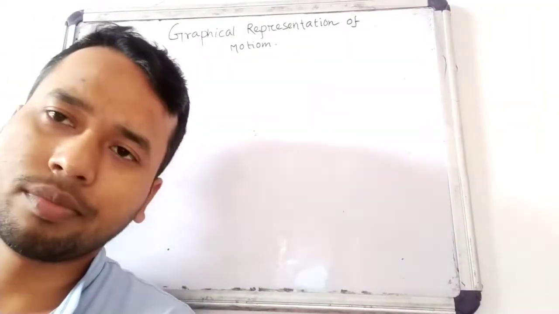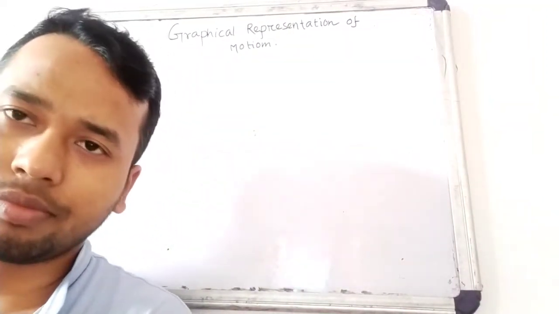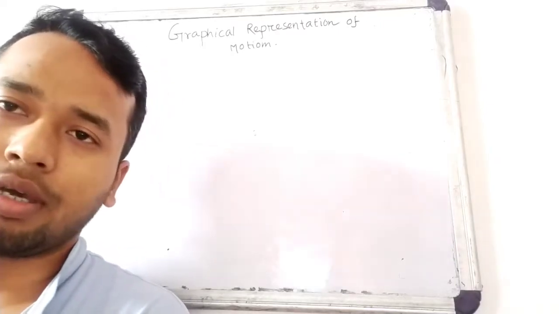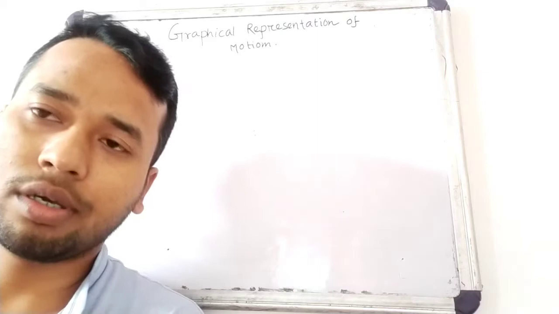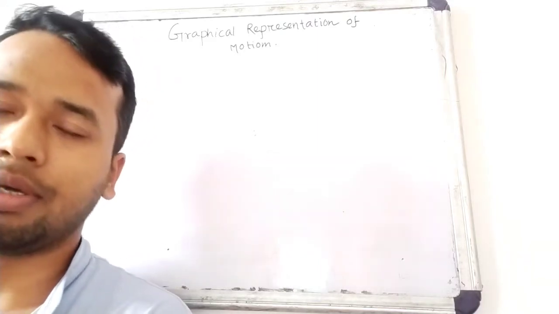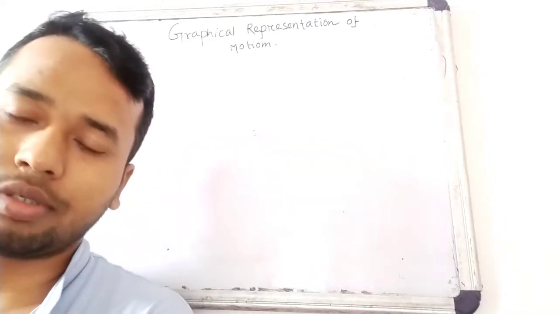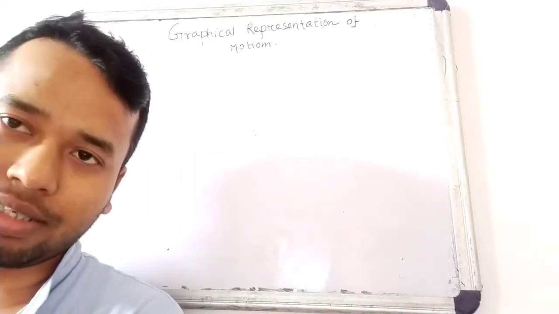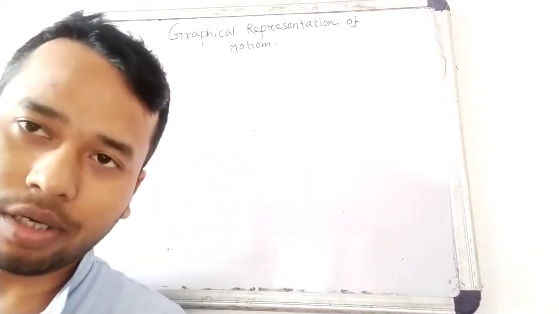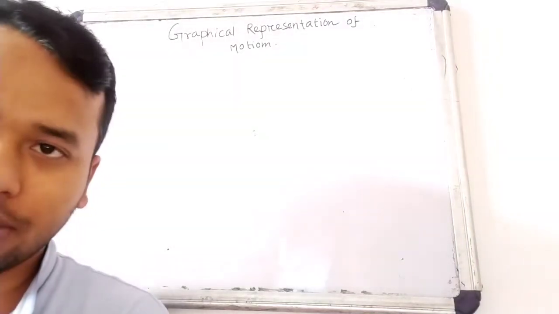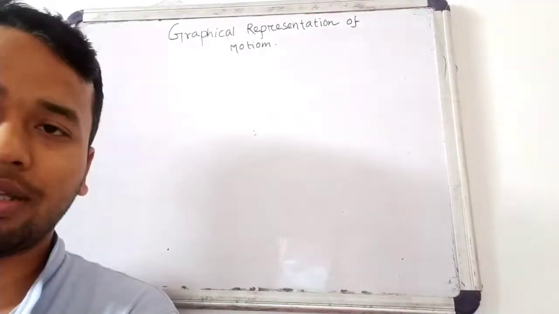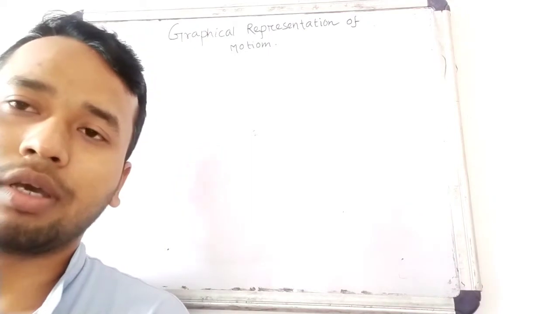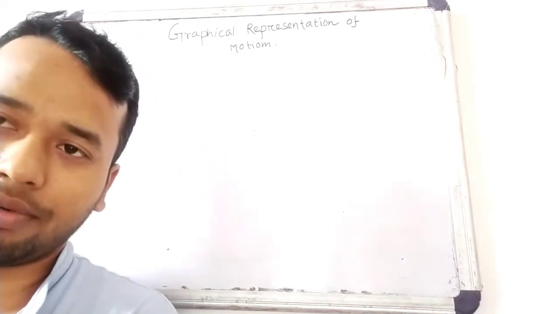Hi student, today in this video I am going to discuss how we can represent different types of motion graphically. Different types of motion means if an object is stationary, or if an object is moving with uniform motion or non-uniform motion. So how can we represent these different types of motion with a graph?